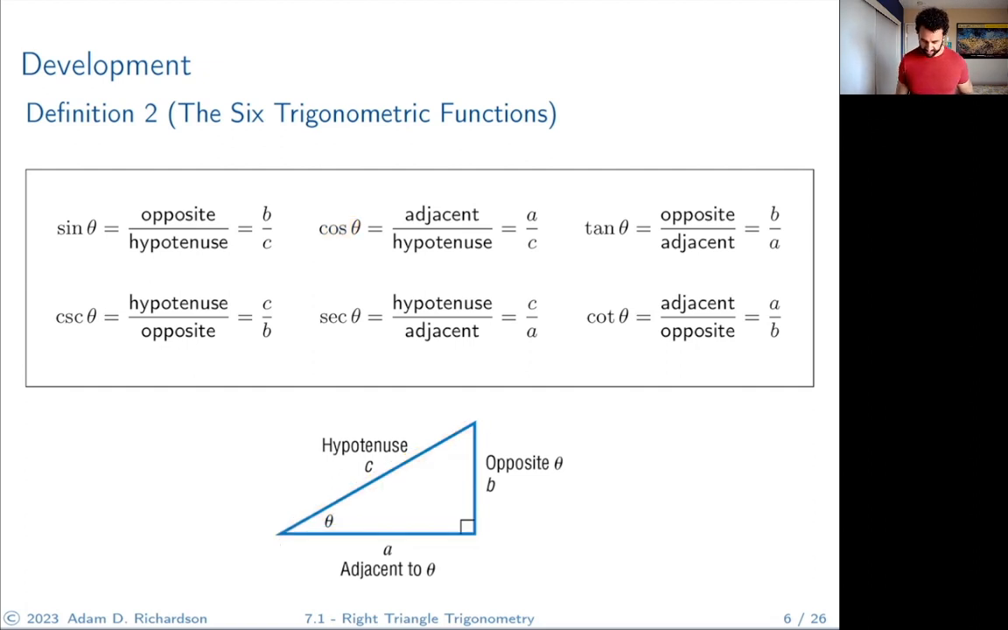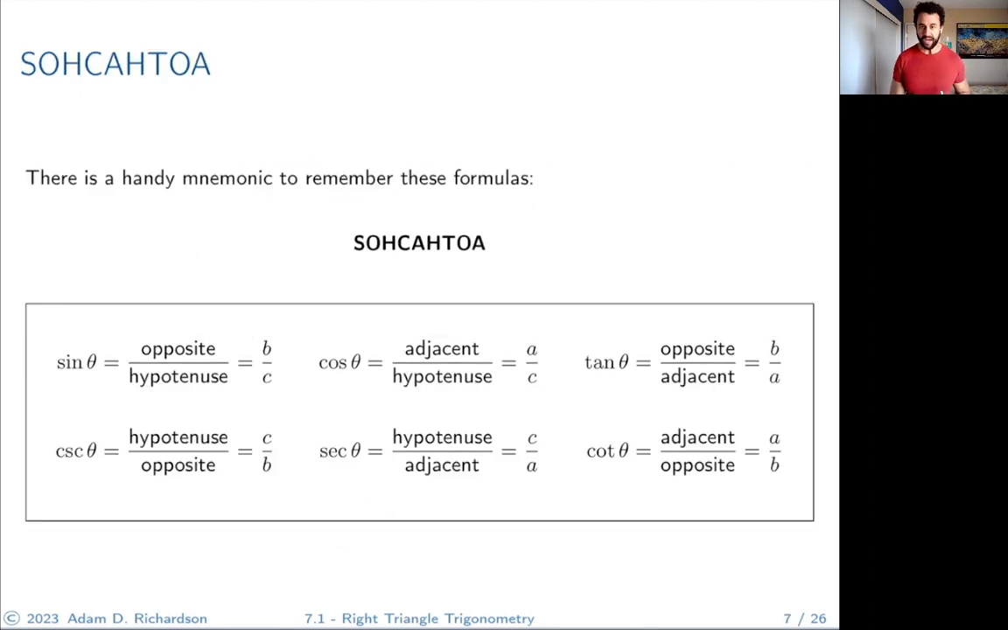And then if you do tangent, tangent is opposite over adjacent. There you go. So that's tangent right there. And then the reciprocals are all just the reciprocals. Flip everything and you get the reciprocal functions. So this is how we define these functions using right triangles instead of a unit circle or a circle of radius r. And how do you remember this?